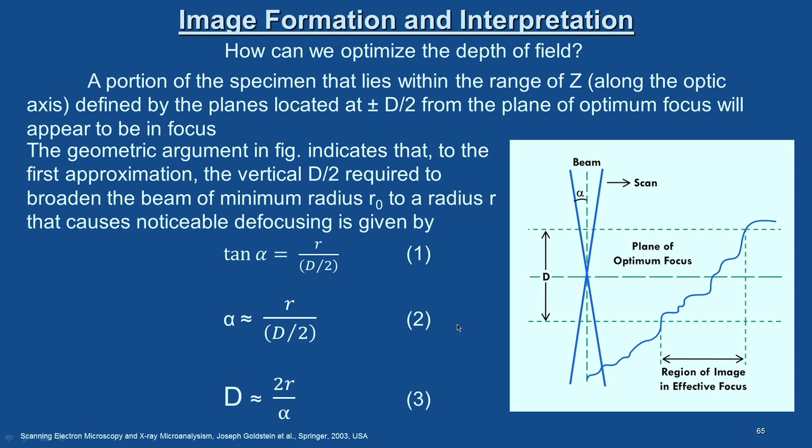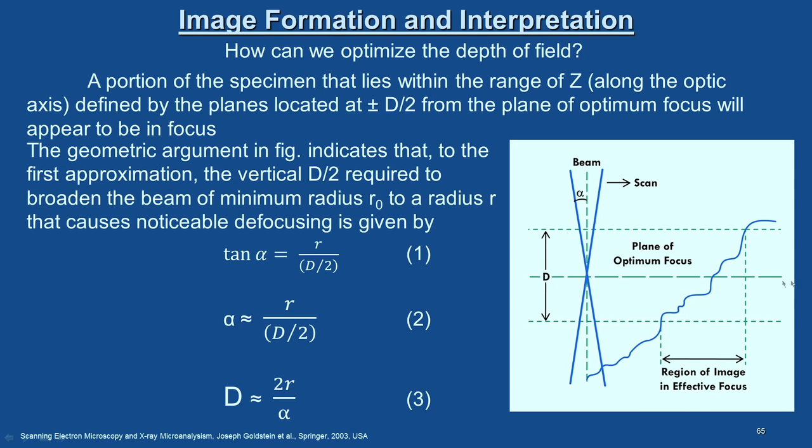As we all know, in SEM the very important feature is the depth of field. We discussed it in the beginning as well as in some of the theory involved. The depth of field in SEM is an important feature. So, how can we optimize the depth of field?